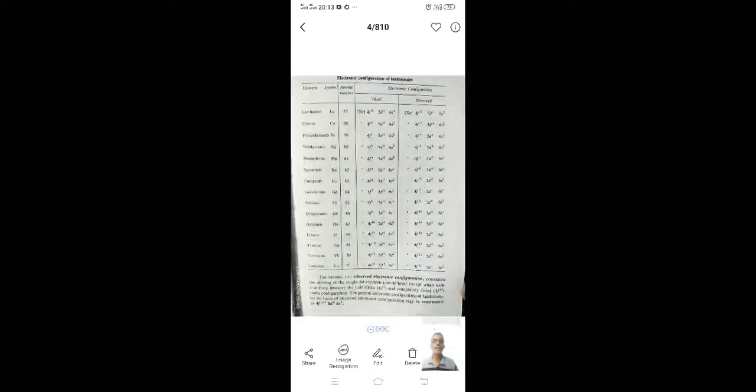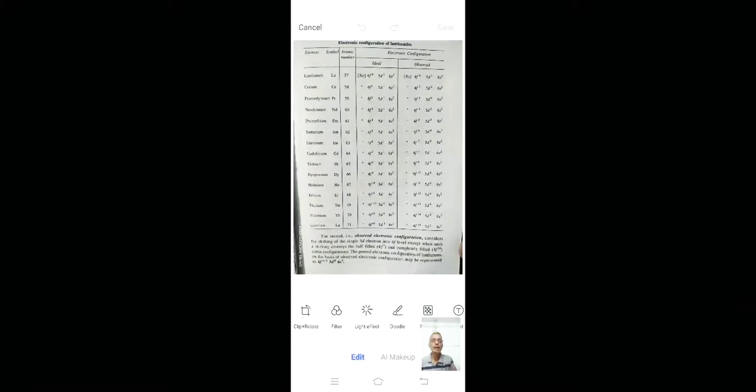The electronic configuration is shown in both ways to understand the difference between them. That is, lanthanum, as I told you, 57, xenon 4f0, 5d1, 6s2. Go and fill the electrons of the next element till lutetium acquires 4f14, 5d1, 6s2. So this is very simple to understand.